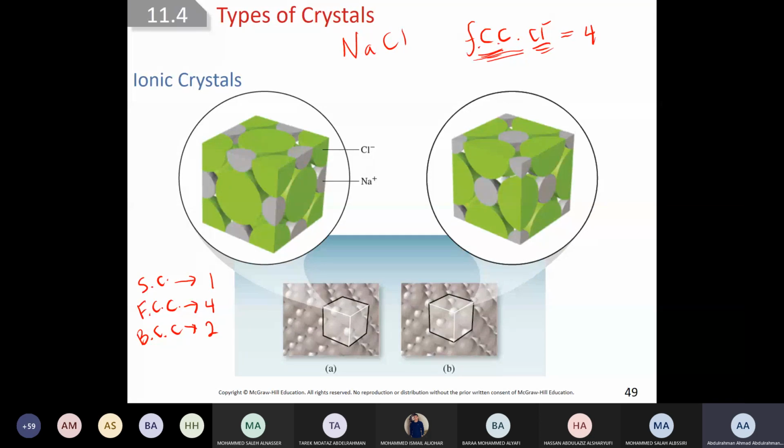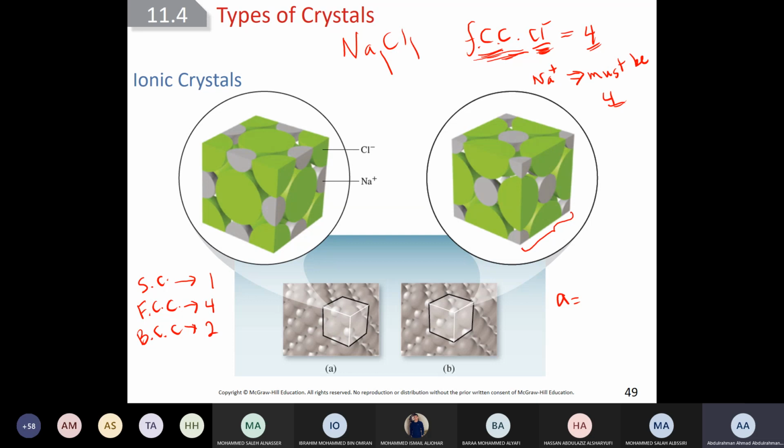If it is face-centered cubic with Cl minus, then how many Cl minus are there? 4. How many Na plus must be there? 4. Why 4? No, not because it's face-centered cubic, but because it's 1 to 1. For every chlorine, there must be a sodium. That's why in the cube, there are 4 chlorine and 4 sodium. Is this clear?